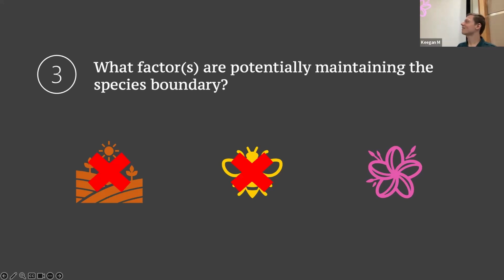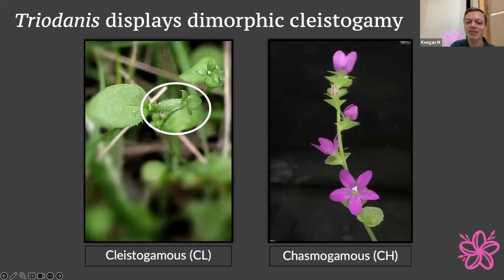But I have one last exciting potential barrier to show you, and that is the breeding system of Triodanis. So Triodanis displays dimorphic cleistogamy, which is a breeding system involving production of cleistogamous or closed obligately selfing flowers, as well as chasmogamous or open flowers that have the potential to outcross. These open and closed flowers are produced in the same plant, in all members of the genus.